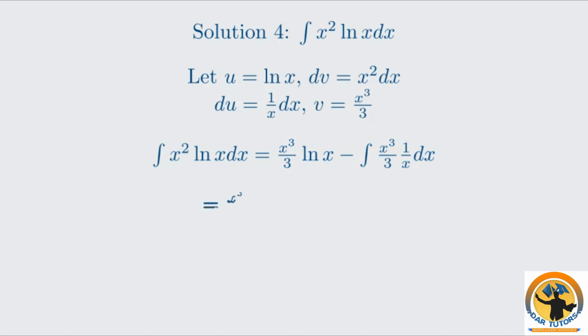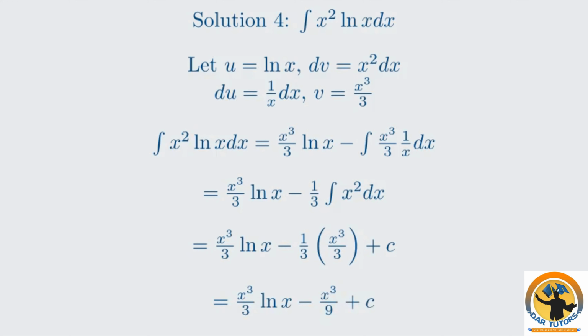This simplifies to x cubed over 3 ln x minus 1/3 times the integral of x squared dx. The integral of x squared is x cubed over 3. So our final answer is x cubed over 3 ln x minus x cubed over 9 plus c.